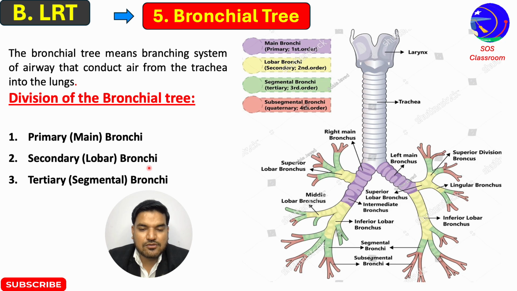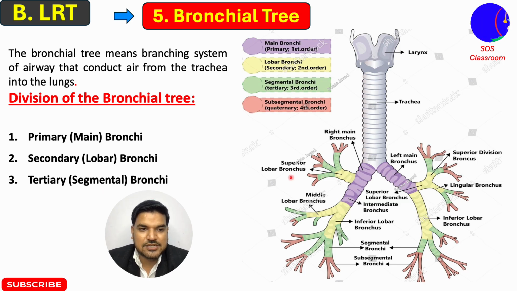Next, secondary or lower bronchi. Why is it called lower? Because these bronchi are present inside the lungs, or you can see that this portion of the bronchi enters into the lungs. That's why it is called the lower bronchi or lobe bronchi. Next is the tertiary or segmental bronchi. Segmental bronchi means lower bronchi divided into different types of segments. That's why it is called the segmental bronchi. Again, segmental bronchi are subdivided into subsegmental bronchi.